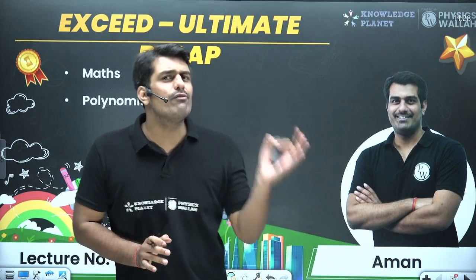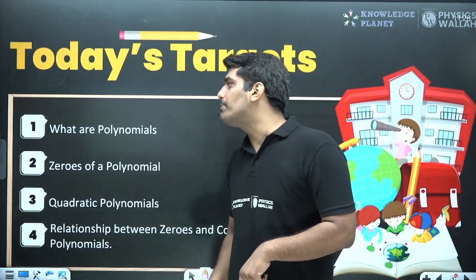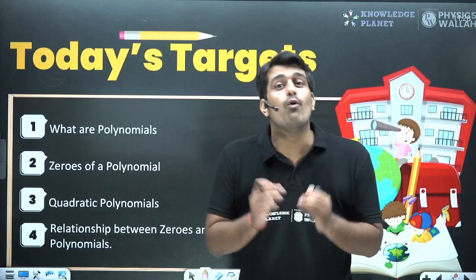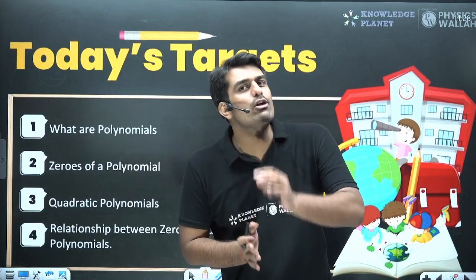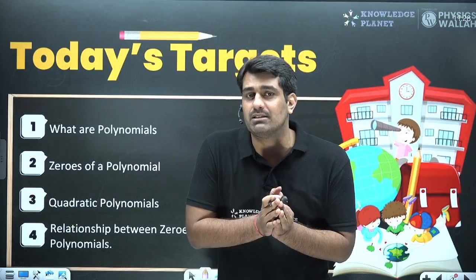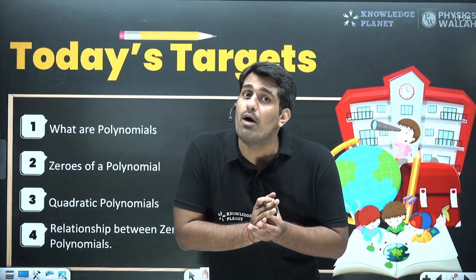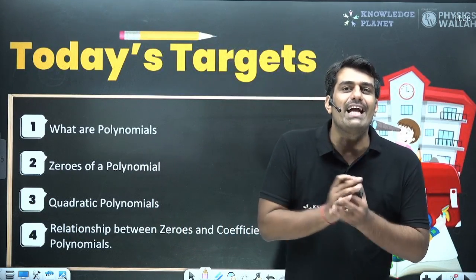So what are we going to revise in today's chapter? First thing we'll be talking about is what are polynomials. We are going to talk about the classification of polynomials. Where do polynomials come from? How are they different from algebraic expressions?